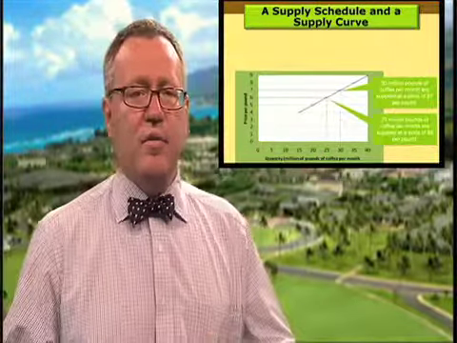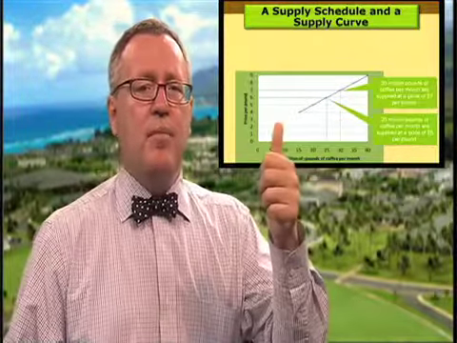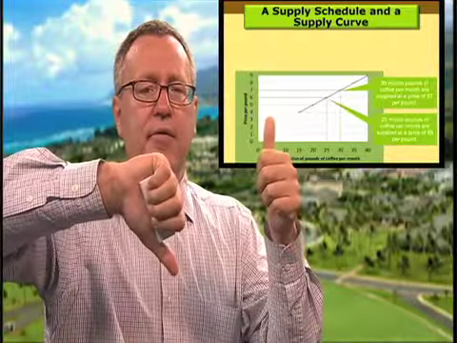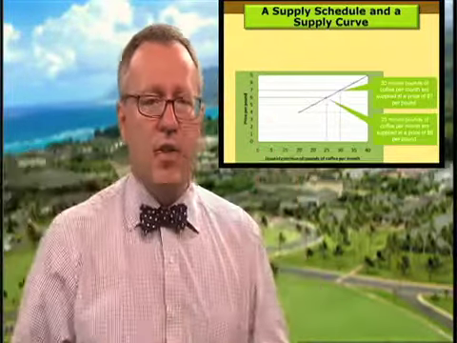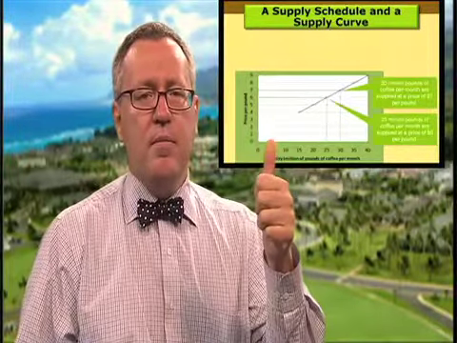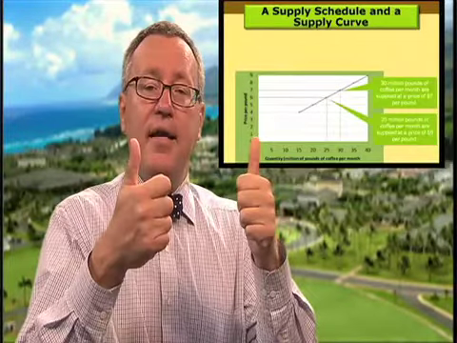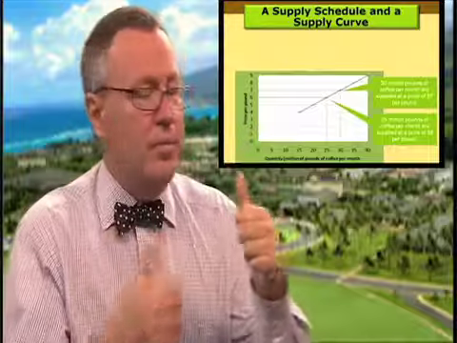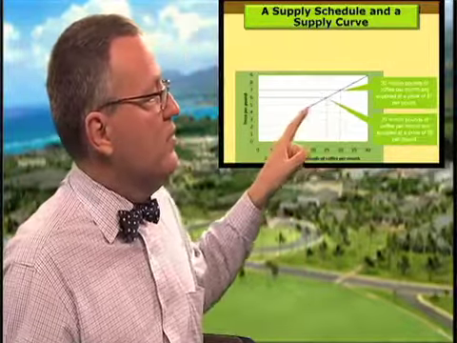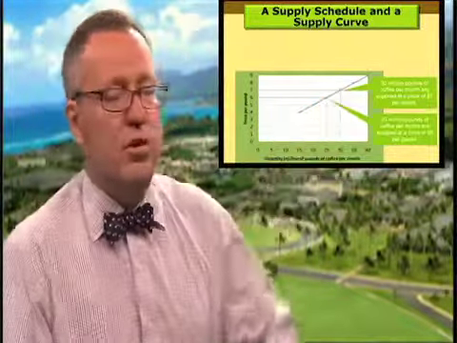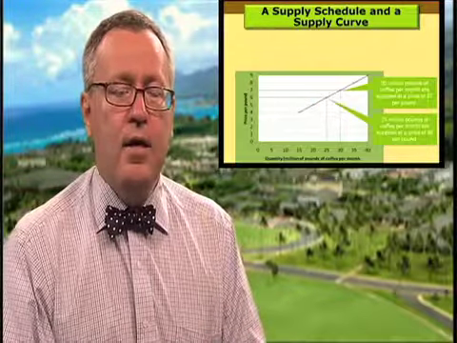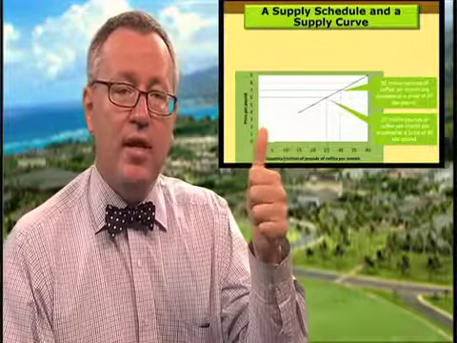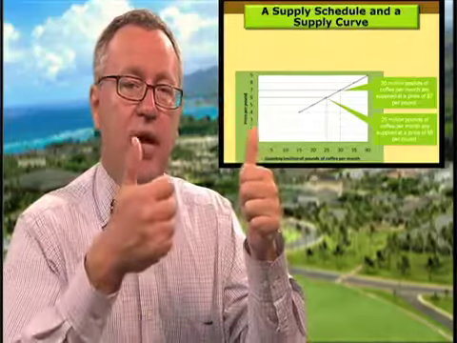Now remember, the law of demand said, as price goes up, quantity demanded goes down. Now we're going to see a different relationship. Whereas price goes up, quantity supplied also goes up. So this is a positive relationship resulting in a curve that is increasing upward to the right. Okay? So for supply, as price goes up, quantity supplied goes up.